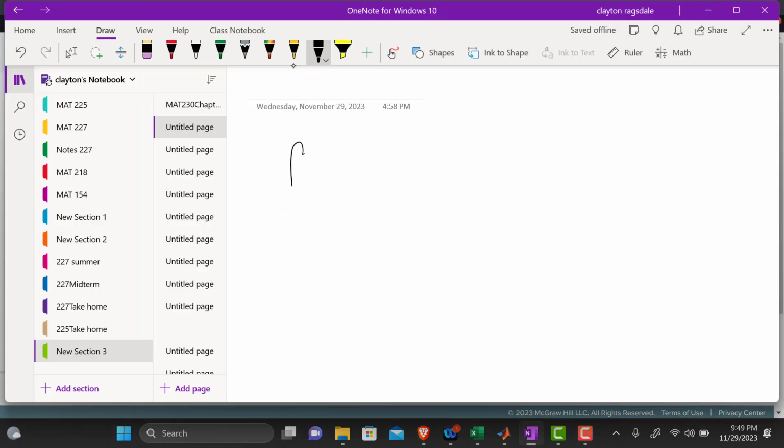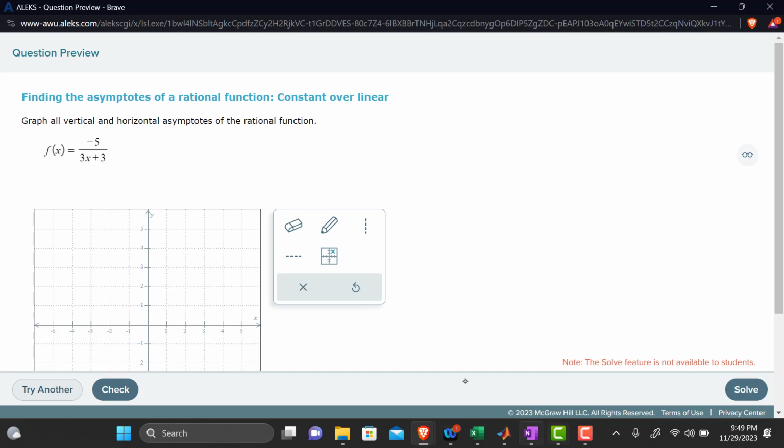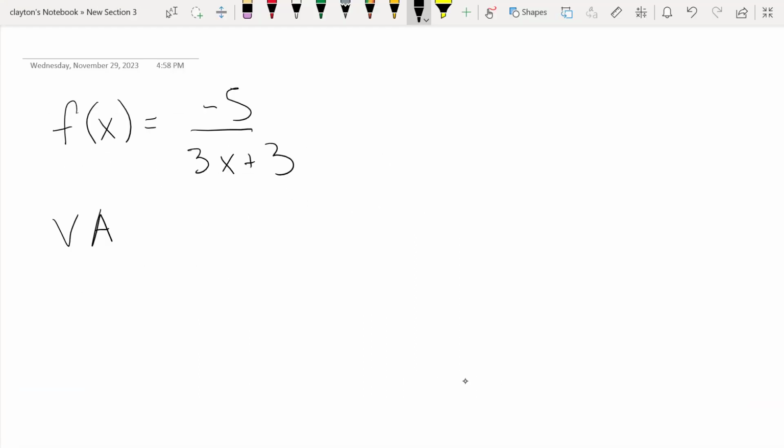Okay, so I believe I had, let's see, f of x is equal to, was it -5 or +5? It was a -5. Awesome. -5 over 3x plus 3. And now to find the vertical asymptote, we need to take our denominator and set it equal to 0, in which case, right, we're solving for x.